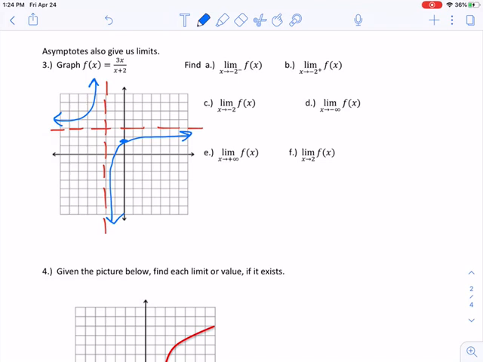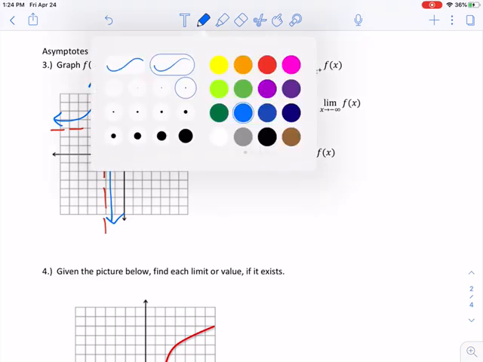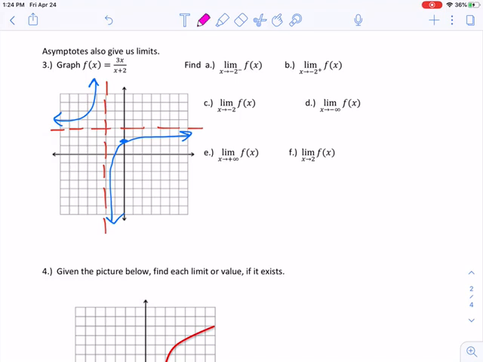For question A, we want to find the limit as x approaches negative 2 from numbers less than that. So as my x's are getting closer and closer to negative 2, from values that are less than it, I can see that my graph is shooting up towards positive infinity. So that would be a limit of positive infinity.